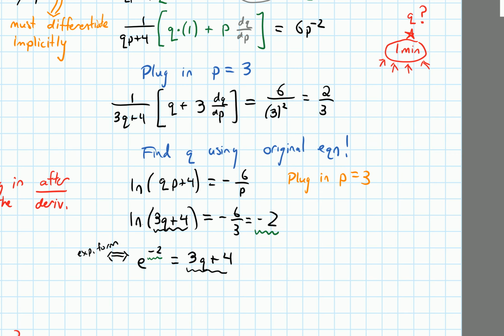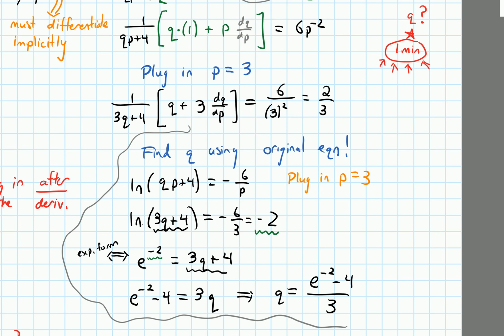All right, so now let's just continue to isolate. If I subtract 4, we get e to the negative 2 minus 4 equals 3q. And dividing by 3, we get q equals e to the negative 2 minus 4, over 3. Okay, I'm going to put this in a little thought bubble. So this is how we find q. I can use my original equation.